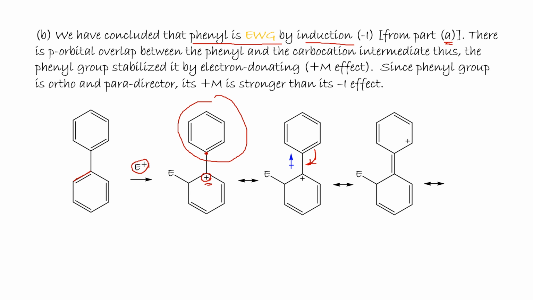So the phenyl group is found to be also ortho para directing and has a positive mesomeric effect stronger than the negative inductive effect, and stabilizes the carbocation intermediate via what we call again electron donating, the positive mesomeric effect.